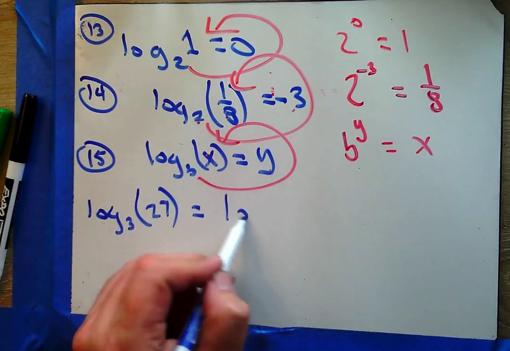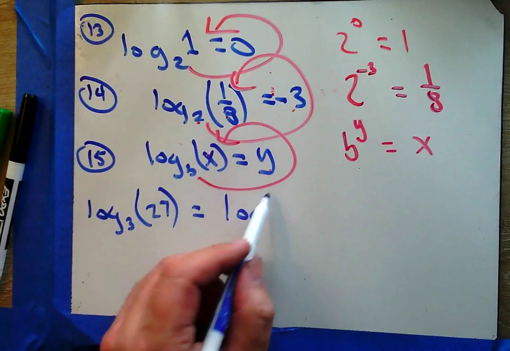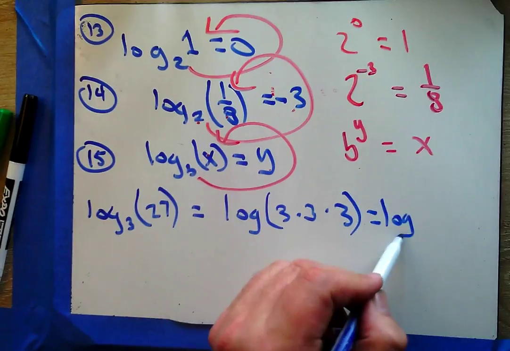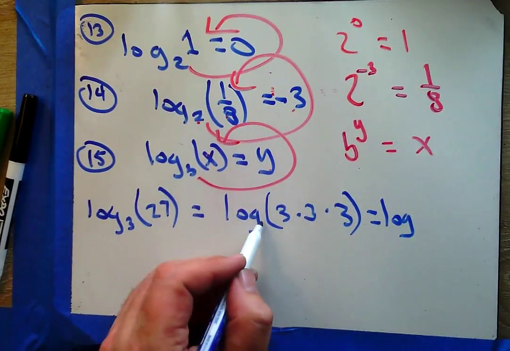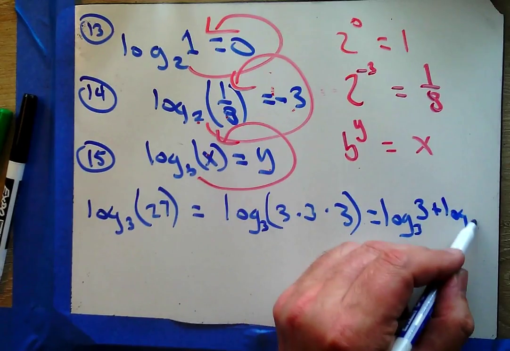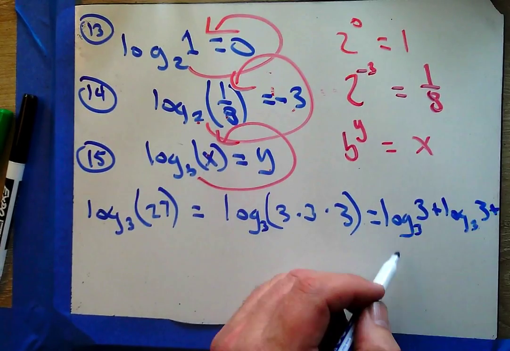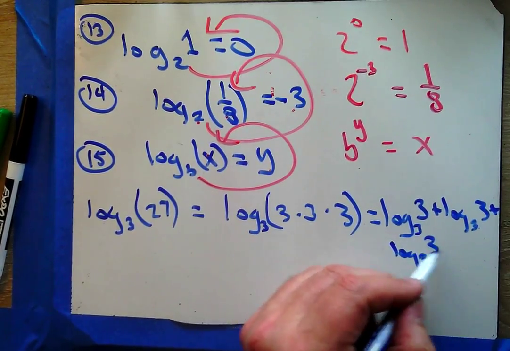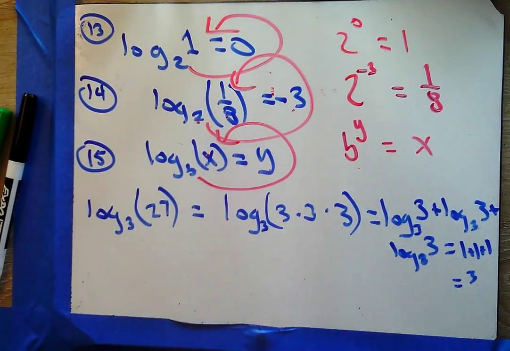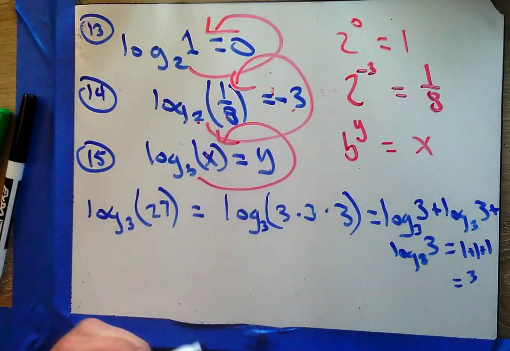Well, I know that's the same as log base 3 of 3 times 3 times 3, and that's going to be the same using the product rule. Log base 3 of 3 plus log base 3 of 3 plus log base 3 of 3, which is 1 plus 1 plus 1, or 3. So that's one way to do the problem.